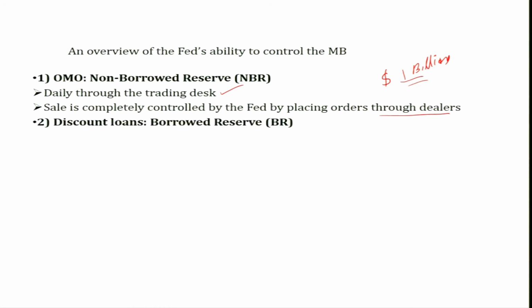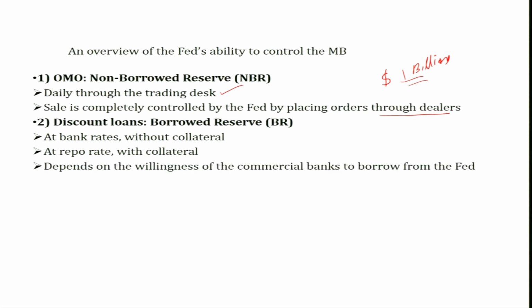Another tool is discount loans. Discount loans we can call the borrowed reserve at bank rates. That means this is the rate at which the commercial banks can borrow from the central bank without any collateral. In India, for example, we have the repo rate with collateral. This is about the Indian context, but in the US they mainly use the term discount loans.